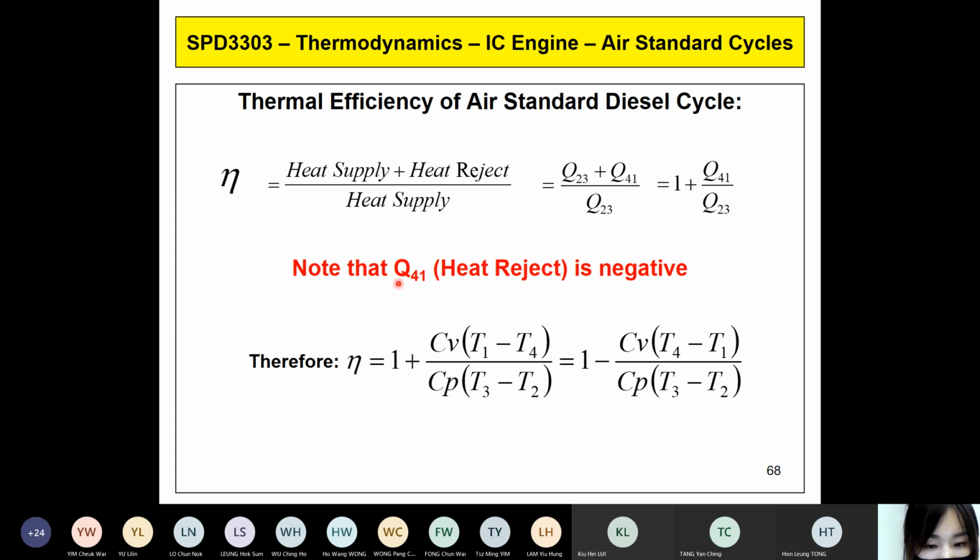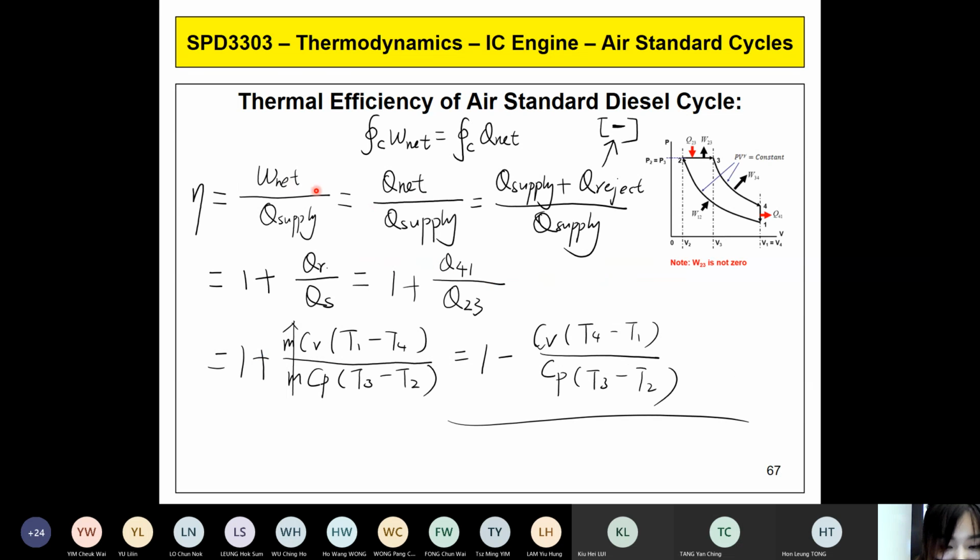Here you should pay attention. The heat reject is a negative value. Negative value. Guys, you should remember this definition. You should remember how to calculate the thermal efficiency, okay? You need to remember these equations. As I said, you can use both definitions. You can use this one to calculate, or you can use this one, or use this one. But you need to remember them, okay?